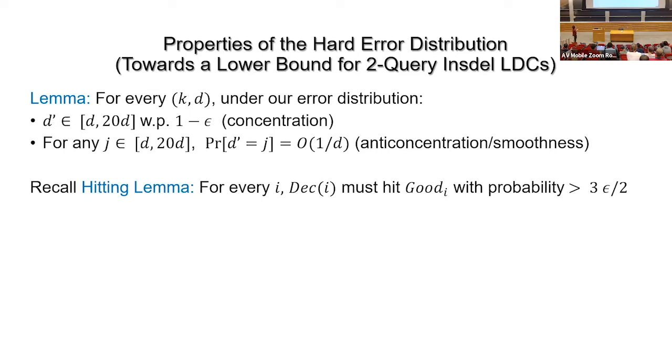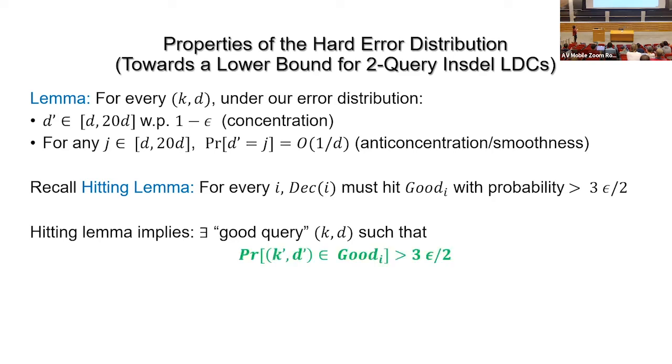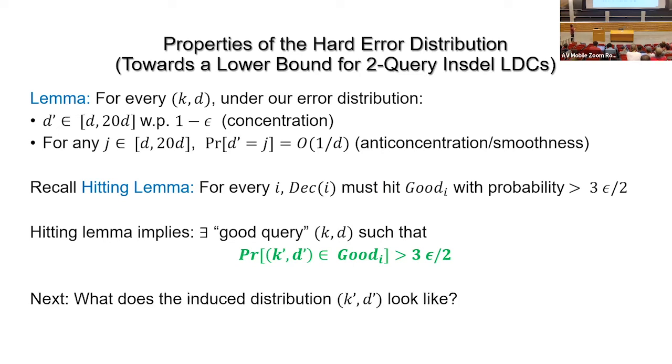So it turns out that if we recall the hitting lemma, we have that the decoder must hit the set good I with this probability, which implies that there exists some good query that looks like KD, for which the probability of the induced distribution hitting good I is also large. And now we ask the question, what does the induced distribution for KD look like?